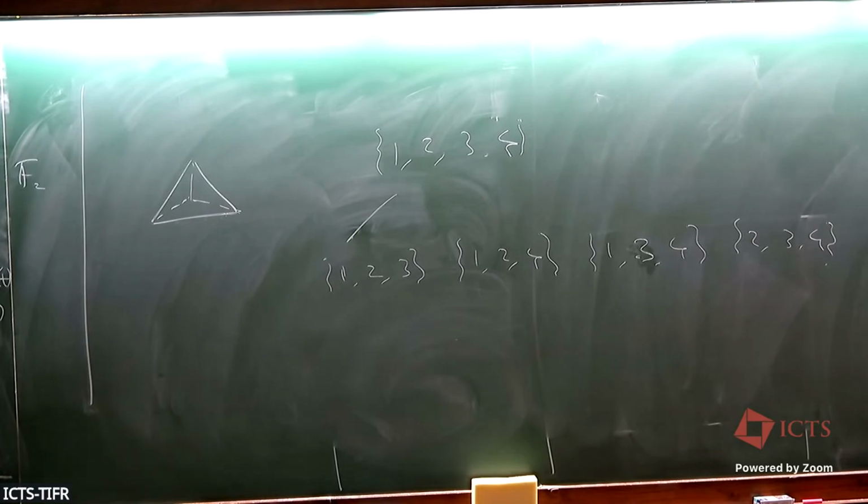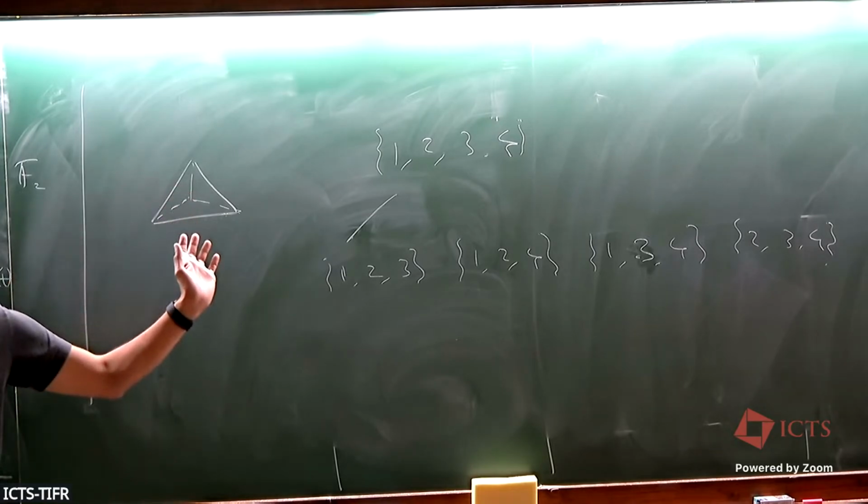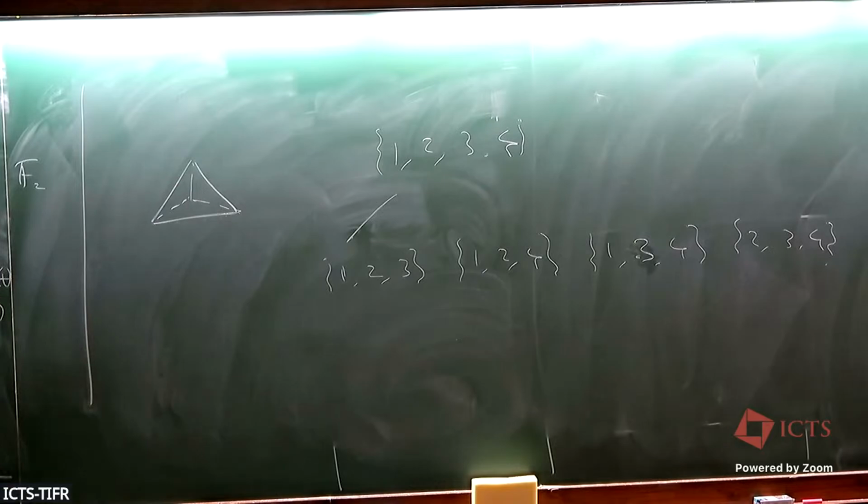Every edge appears an even number of times, right? In fact, exactly twice, I guess. So the boundary is 0. So there is a big problem with this plan, right? I mean, I got stuck at 4.